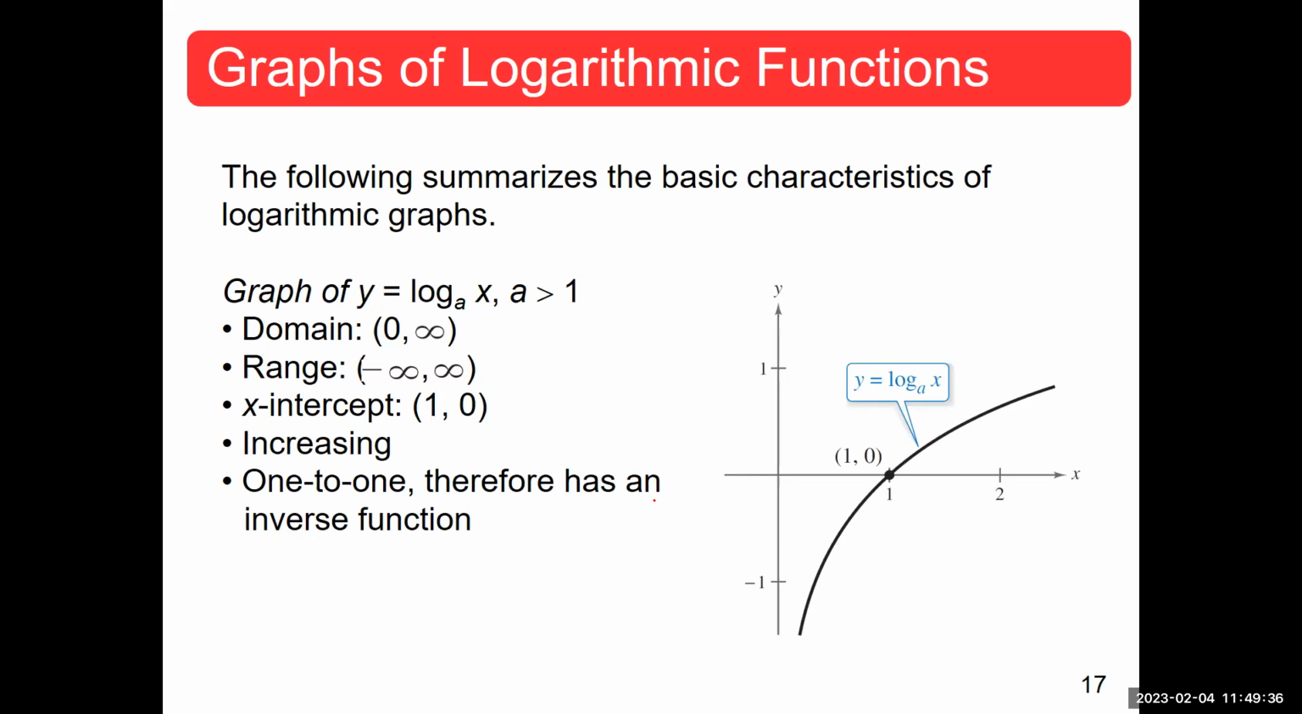You can see here's a drawing, log base a of x. That is always the same point, doesn't matter what the value of a is. We have an x-intercept. So what does this point mean? That means log of 1 equals 0, doesn't matter what the base is.